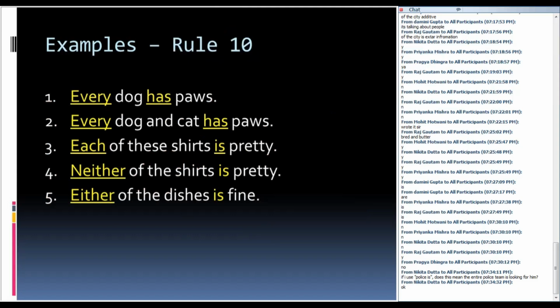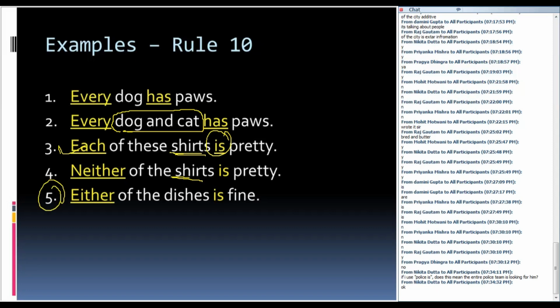Every dog has paws. Every dog and cat. Now see, even though dog and cat seems plural here because there's a connection with the word and, the word every before it makes it singular. Every dog and cat has paws. Each of these shirts, it seems that shirts is plural, but because the word each comes before shirts, it becomes singular. Neither of the shirts is pretty.